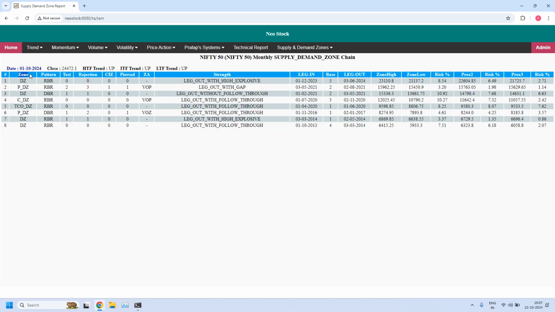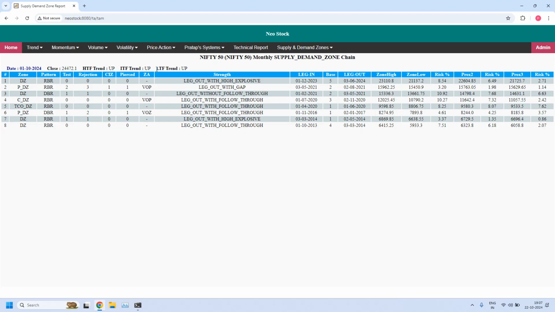Always look into the zone column to find the high liquidity zones, and always look into the pierced column to verify any of these zones are pierced. If the pierced count is not 0, the zone is a pierced zone. 0 means it is not pierced.